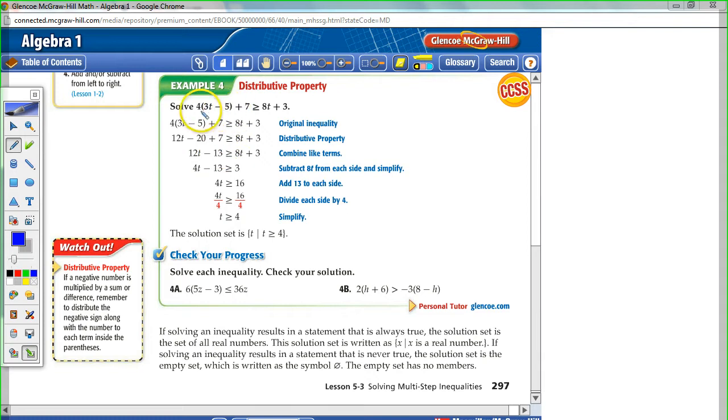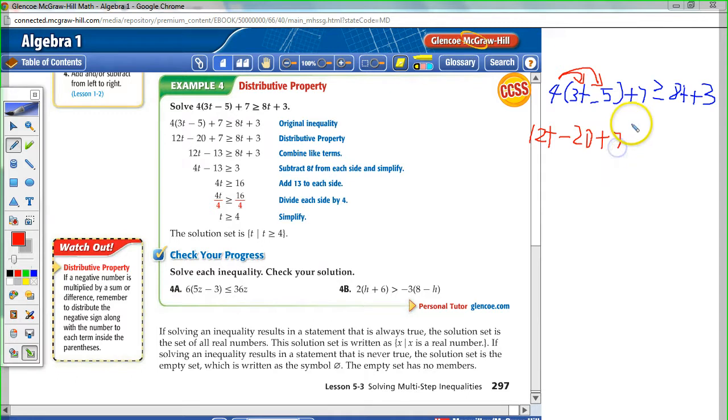Alright, so 4 times, parentheses, 3t minus 5, plus 7 is greater or equal to 8t plus 3. Okay, it may look complicated, but it certainly is not, because we have been doing these problems with equations. So first thing we're going to do is distribute this 4. That means multiply everything inside the parentheses. 4 times 3t, you write as 12t. There's a minus sign there. 4 times 5, 20. Okay, plus 7 greater or equal to 8t plus 3.